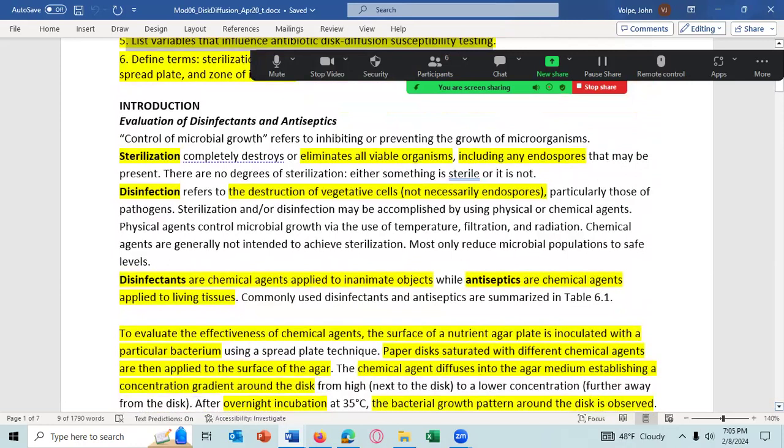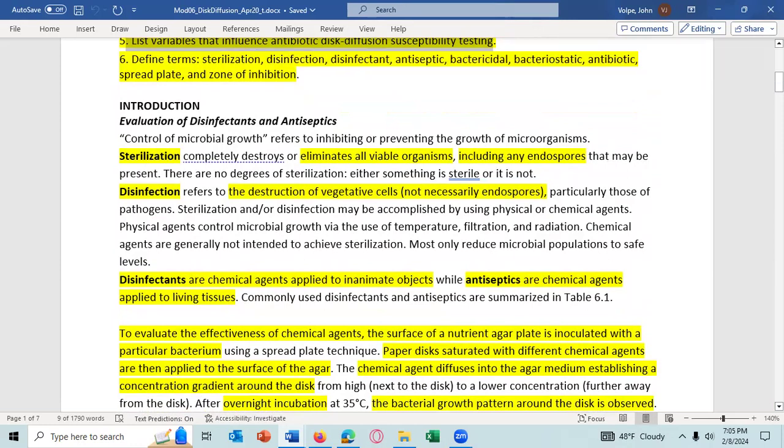All right, evaluation of disinfectants and antiseptics. Sterilization is a term that means the elimination of all viable organisms, including endospores. If you were to come into the lab, we would give you sterile media, and most of the things that would be sterilized would be items that have been placed in the autoclave, and that can sterilize media or test tubes and remove endospores as well.